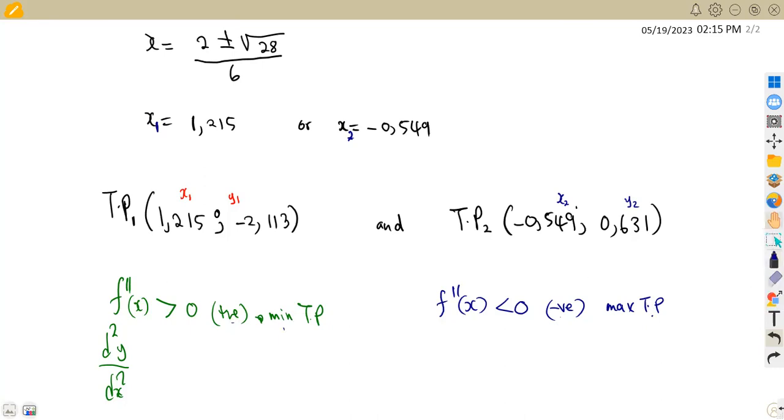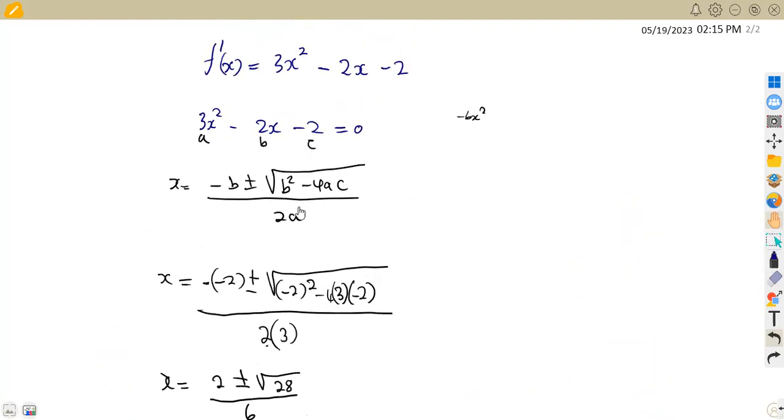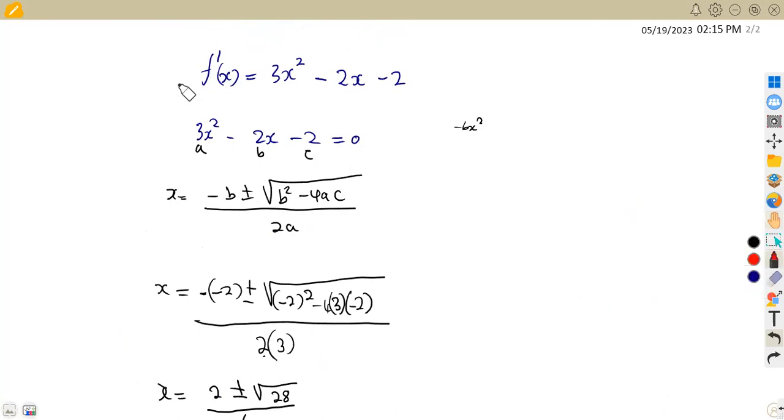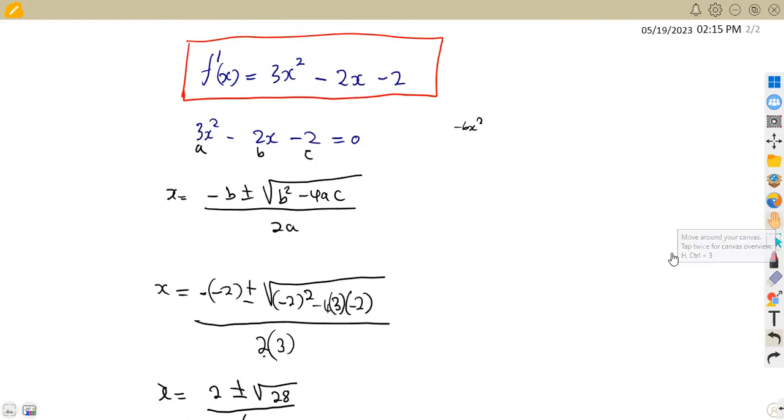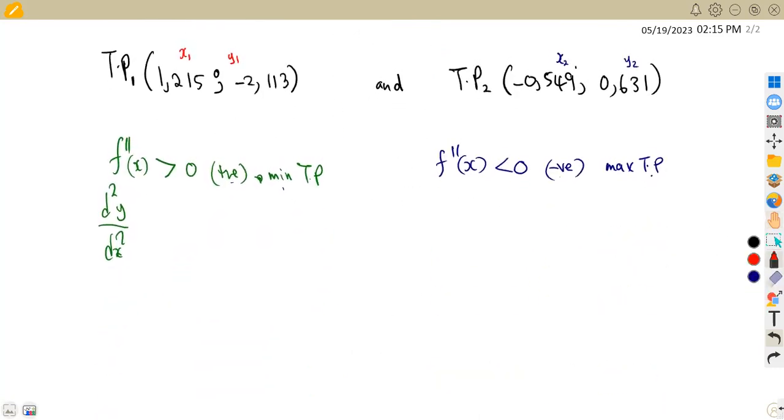So let us find the second derivative first. Where are we going to get our second derivative? From the first derivative. Remember, here we obtained our first derivative as 3x squared minus 2x minus 2. So we are going to take our first derivative, then we determine the second derivative from there. Remember our first derivative was given as 3x squared minus 2x minus 2.